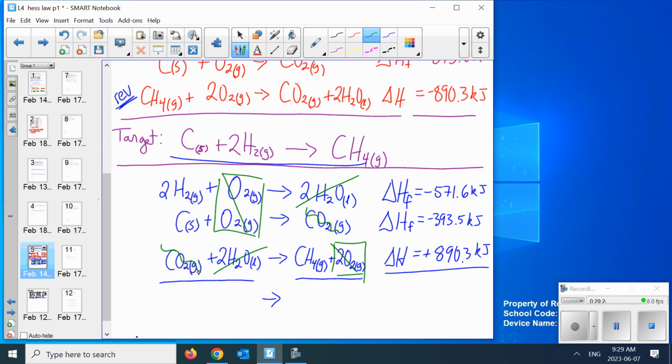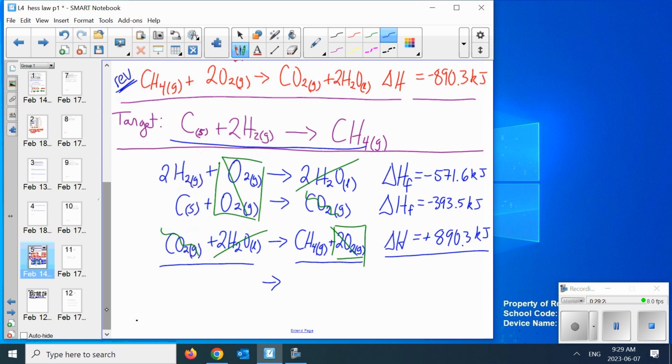When I do all of that canceling, what am I left with? On the left side, the reactant side, I'm left with two groups of H2 plus carbon. And that's perfect because that's what I want. This works. Arrow, and there's only CH4 on the right. That's perfect.